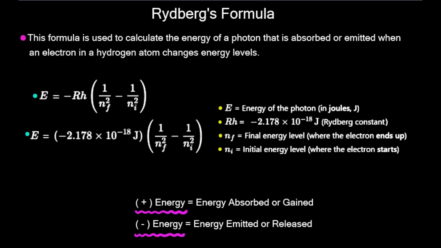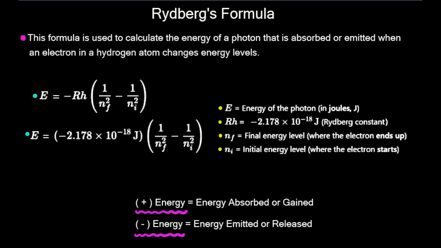Pay attention to the units. The only unit is joules, and it is presented as the unit of Rydberg's constant. The n final and n initial do not have any units, so the only unit in this equation is joules, and this corresponds to the unit of energy.